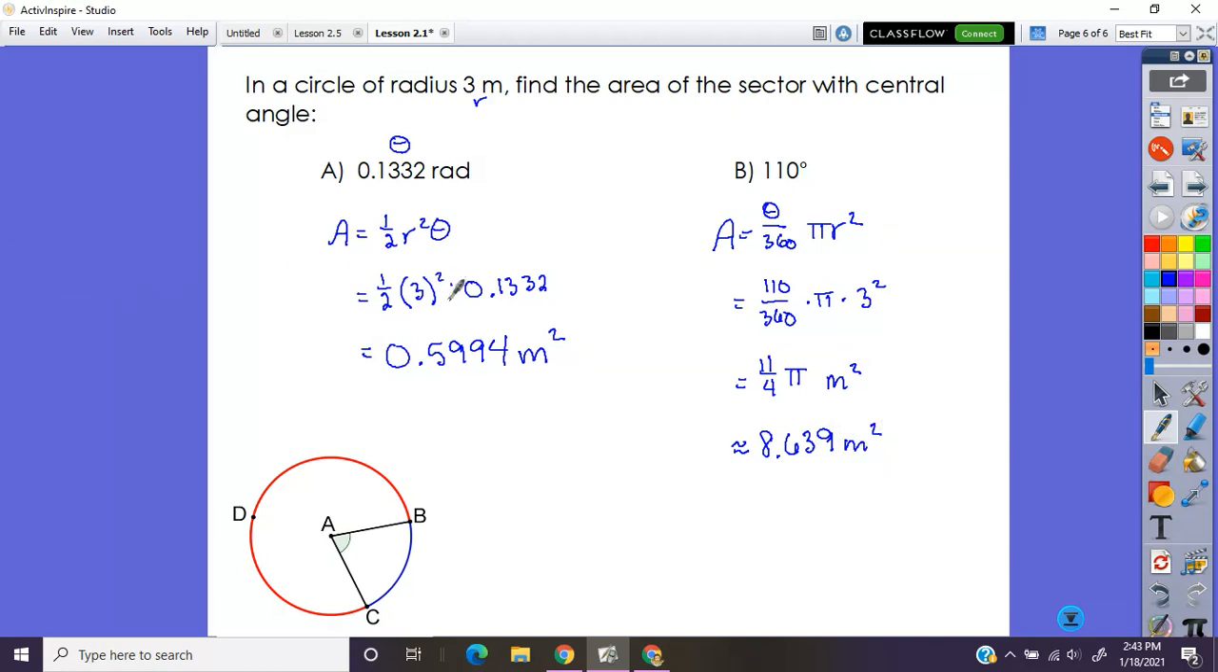And that's finding arc length and area of a sector, no matter if you're in radians or degrees.